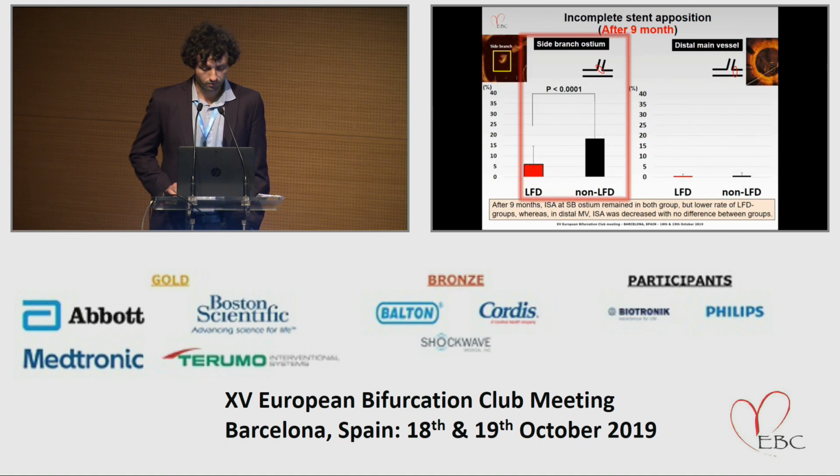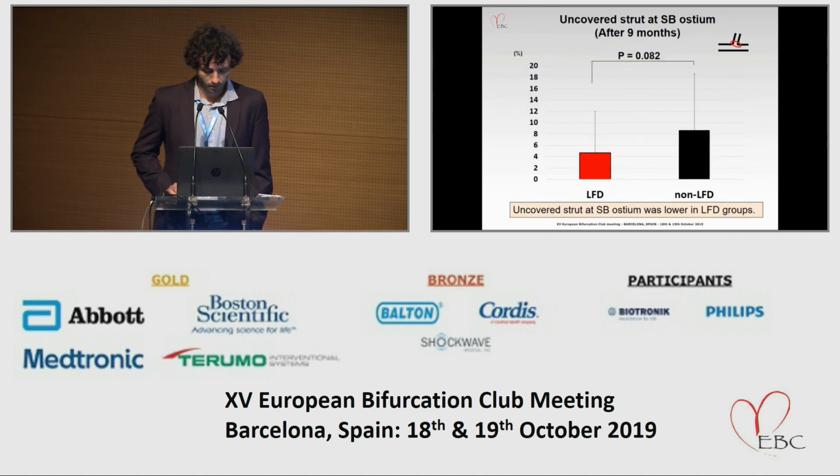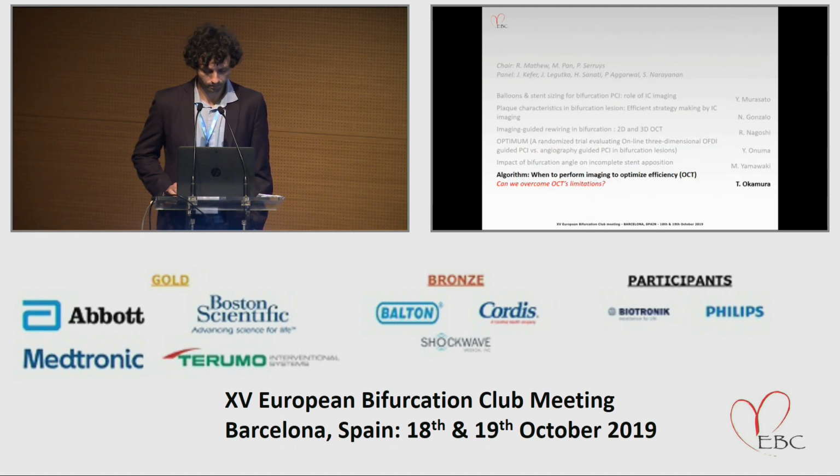And finally, after 9 months, what happened? Struts at the distal main vessel were now apposed, so that disappeared, but at the side branch ostium, the presence of ISA remained significantly greater in the non-optimal rewiring group. Fortunately, lots of those struts, although unapposed, were covered, so the difference in strut coverage at the side branch ostium was not significant.